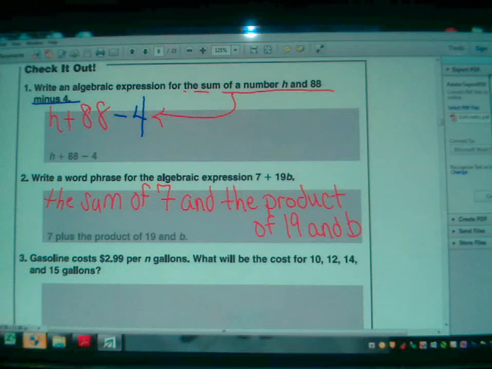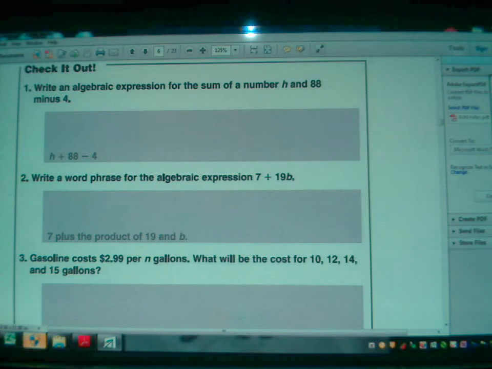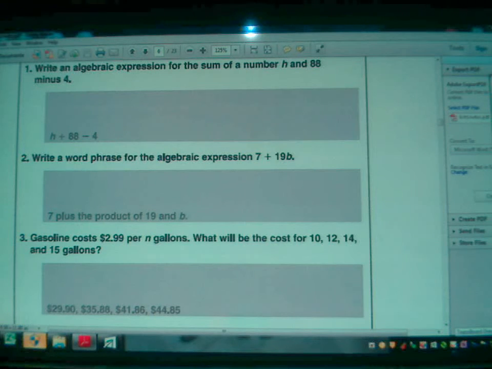Okay, let's go ahead and take a look at the final example there, number 3. In question number 3, it says that gasoline costs $2.99 for n gallons. What will be the cost for 10, 12, 14, and 15 gallons? Now remember, when they gave us this type of question a little bit earlier, they actually made a table to solve this question. You don't really have to work that hard, but we can do that if we wanted to.